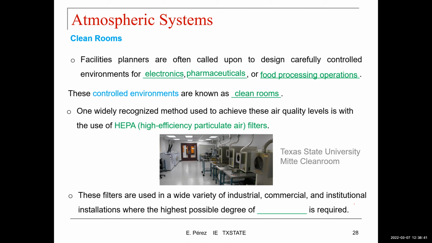One widely recognized method used to achieve these air quality levels is the use of high efficiency filters. With COVID, these became very popular, because people became aware of these designs due to the need for limiting the spread of the virus. These types of filters were used frequently inside airplanes and in other closed environments. Those filters are used in a wide variety of industrial, commercial, and institutional installations where the highest possible degree of air cleaning is required.